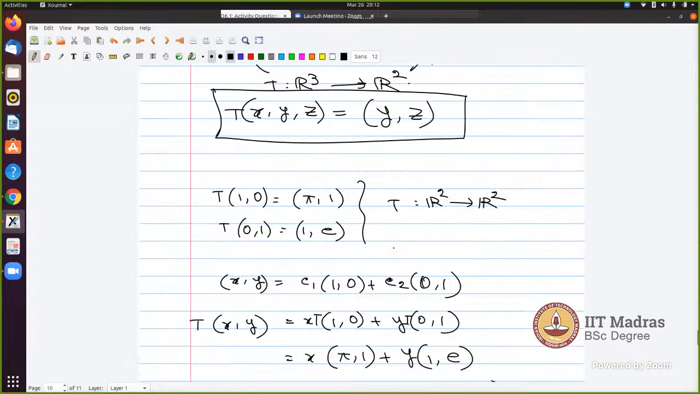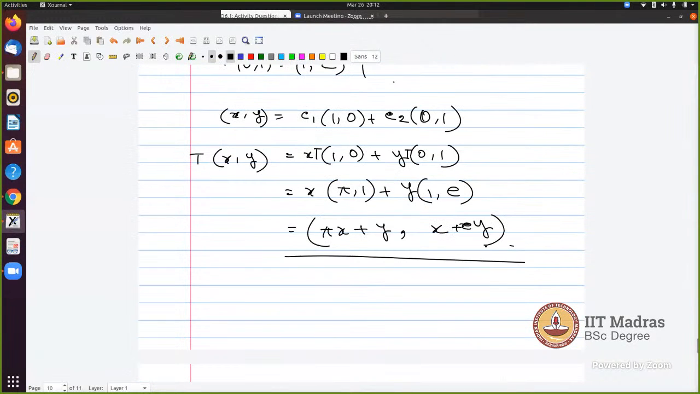Any other doubt you want to ask? Sir, I think it's T(x, y) equals pi to the power x and e to the power y, isn't it? No, pi x. It's multiplication, not power, right? Pi into x, e into y. No, sir, can it not be? Oh, so you are giving another one. Okay, so let's see pi power x and e power y.